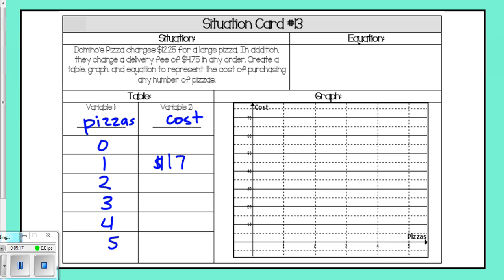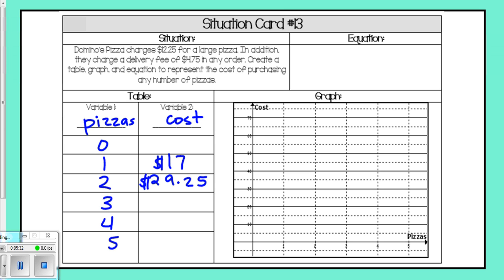Well, that's $12.25 times 2. That's 2 pizzas. So that would be $24.50. But then I still have to pay that delivery fee, plus $4.75. So that's what? $29.25? I may have to check my math here. I'm sorry if there's a typo in this.